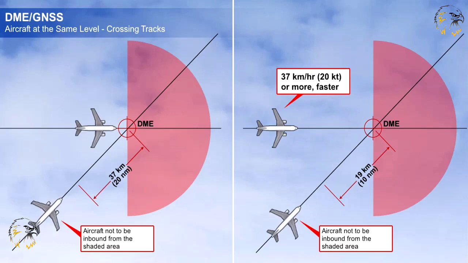You will see from our two diagrams that for the purposes of this situation, the crossing aircraft must not be within the front hemisphere of the aircraft being crossed, and must report his distance from the station, which is located at the crossing point.